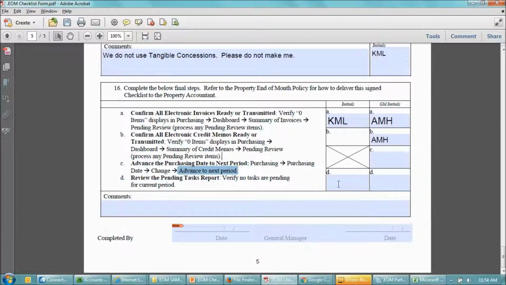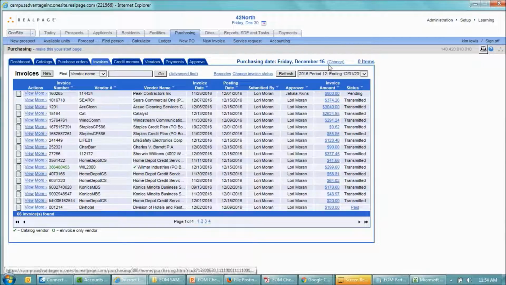So later today, if 42 North is doing their end of month today, this date will be January 1st, 2017, which the GM advanced, but December 30th will remain up here at top, because the property accountant, and the property accountant alone, will advance this date to the next period. Always, ever. However, the purchasing date, this one down here, the GM or appropriate person will be advancing to the next period, but not the property date.